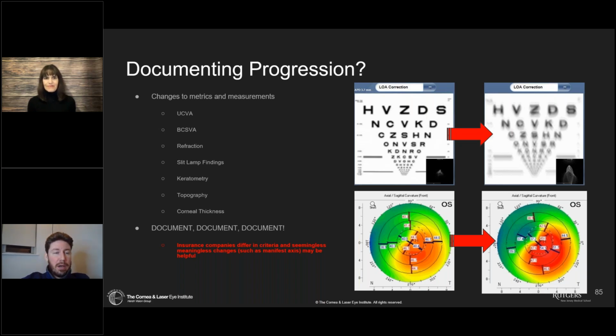But that being said, we want to just be very, very diligent about tracking these sort of metrics that you could follow in your practice.